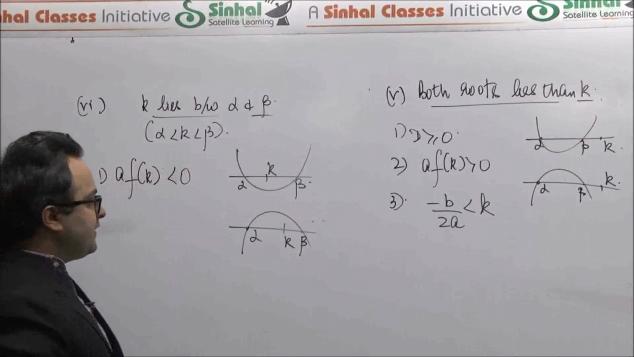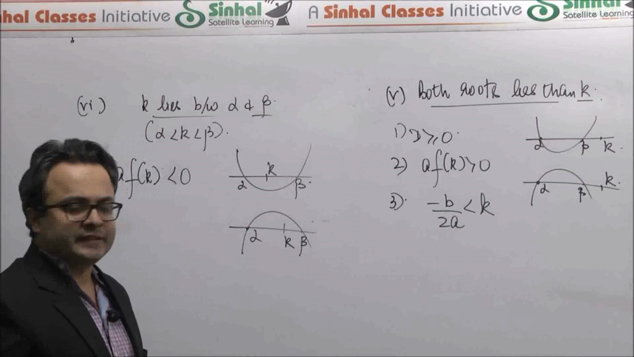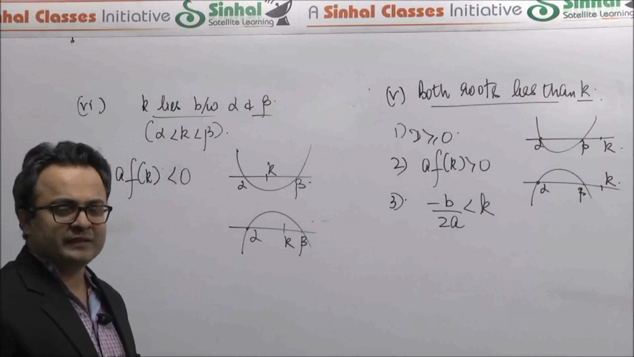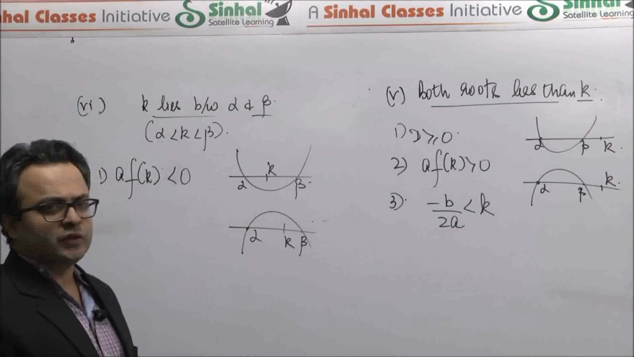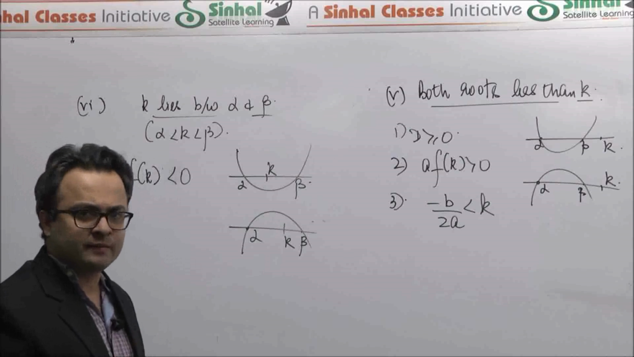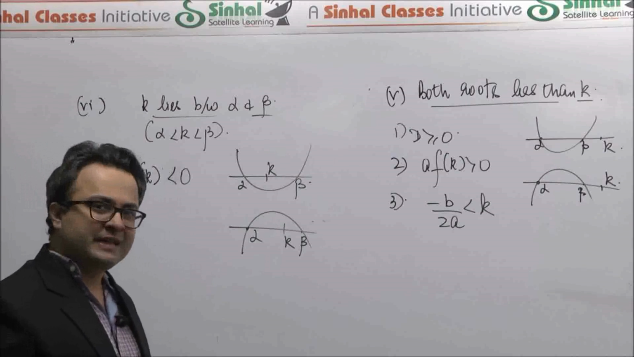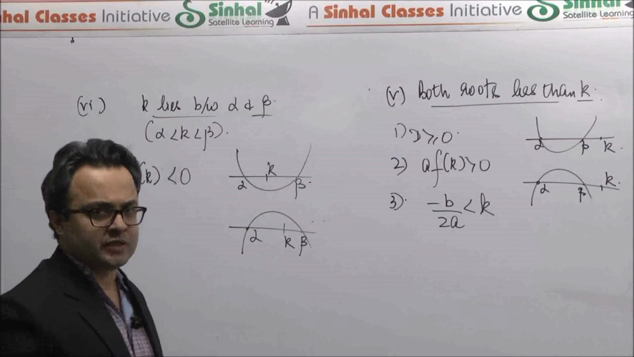And of course, as far as the discriminant is concerned, you need to ensure that the discriminant is positive. Since obviously the two roots cannot be equal, they have to be real, and at the same time they have to be distinct. But again, the good thing is that you do not have to separately impose the condition that the discriminant is positive. A into f of k being negative will automatically also ensure that the discriminant is positive.